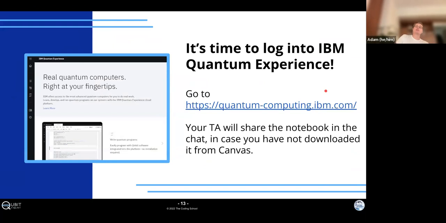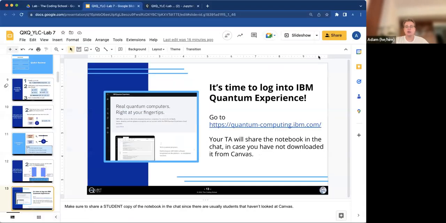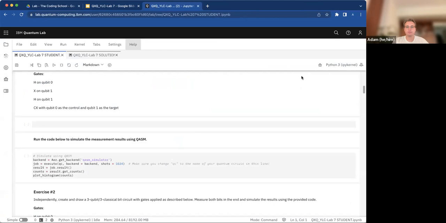What I would love for you to do is open up the notebook, go to the quantum experience, and go ahead and take a look at these first few exercises. So go ahead and get your notebooks open. I can share a notebook in here as well, in case anyone was having trouble finding it.